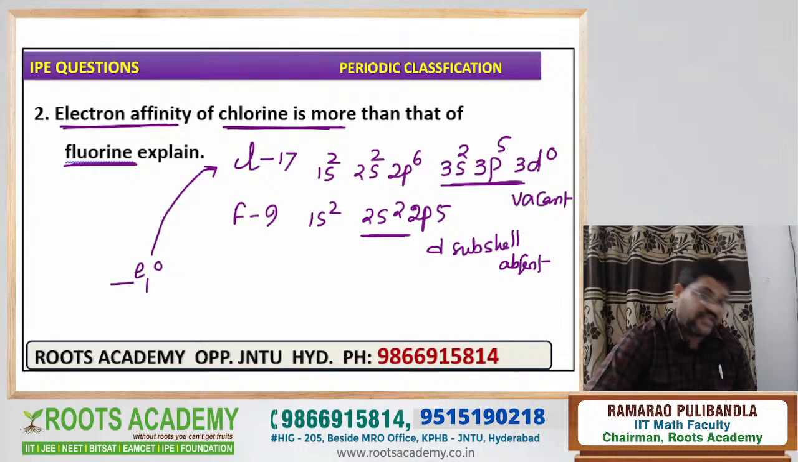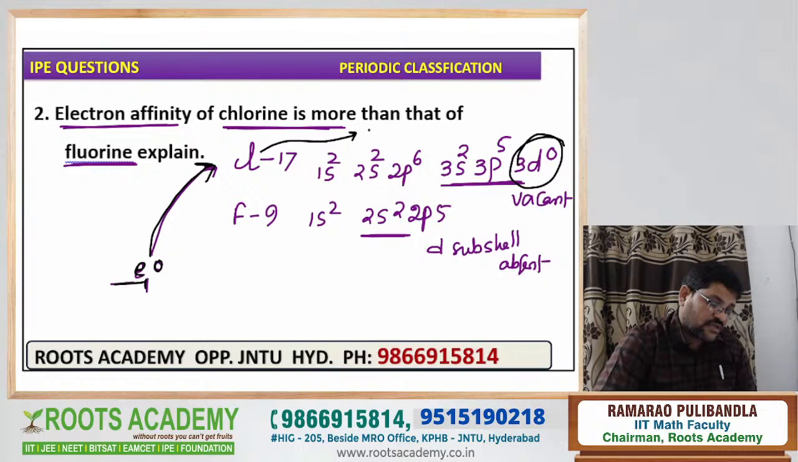What is electron affinity? Simple explanation, students. Electron affinity means, when an electron is added to this chlorine atom, the electron enters into the vacant 3D subshell. When the electron enters into the vacant 3D subshell, the chlorine changes to Cl minus ion with loss of heat. Here more heat is liberated because 3D is vacant.